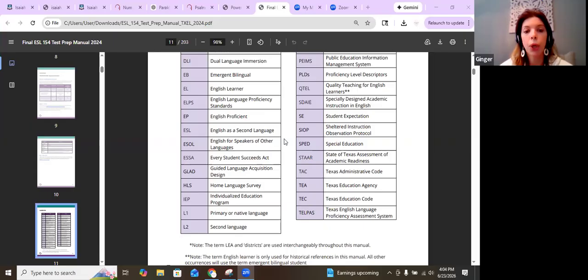HLS stands for Home Language Survey. HLS, again, important. That stands for Home Language Survey. IEP stands for Individualized Education Program. We've heard of that before. L1, you're going to hear this term a lot too. L1 is the primary or native language, their first language. L2 is the second language.